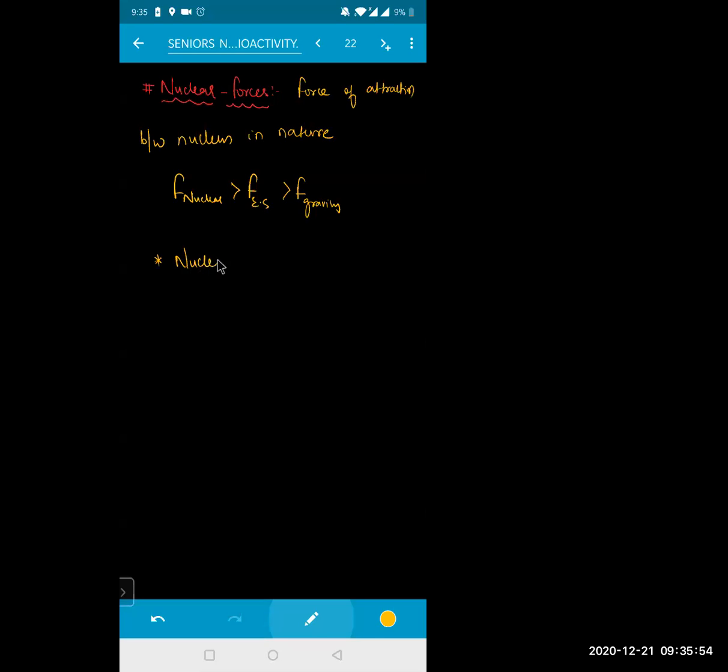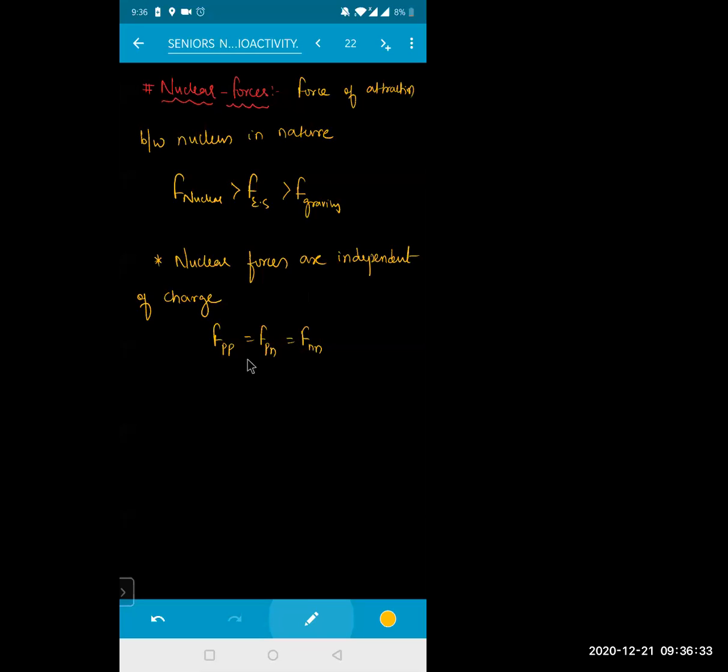Nuclear forces are independent of charge. If they are independent, it means the nuclear force between two protons is the same as that between a proton and a neutron. Only for nuclear forces can I say that the force between proton and proton will be equal to the force between proton and neutron, and also the force between neutron and neutron, because it is independent of charges.